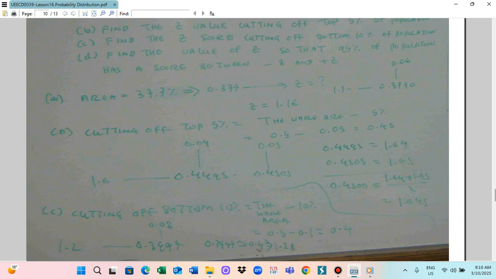On the table you can't see 0.4 directly. The nearest value you can see is 0.3997, because you can't see 0.4 exactly. It is the closest one, 0.3997. Horizontally it is 1.2 and here is 0.08. So 0.3997, close to 0.4, corresponds to 1.28. So Z is equal to 1.28.